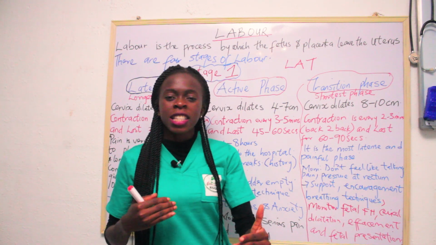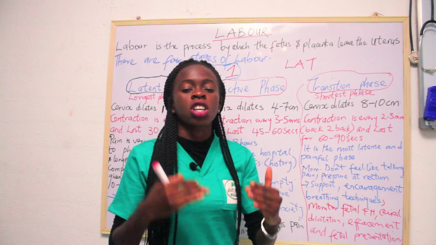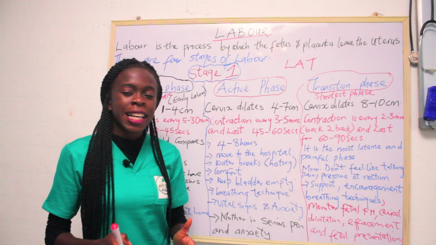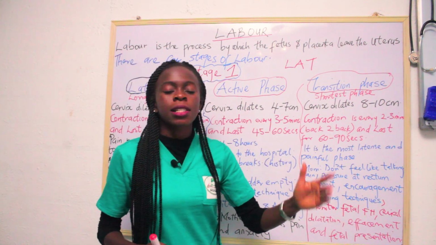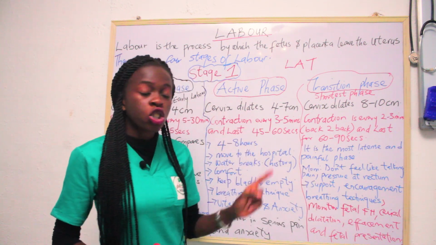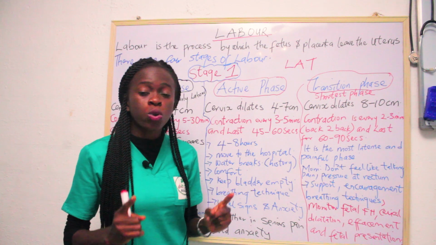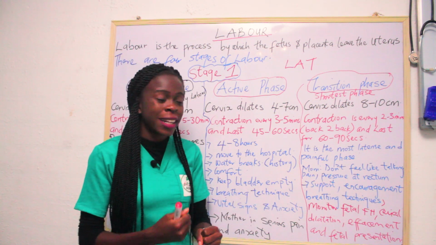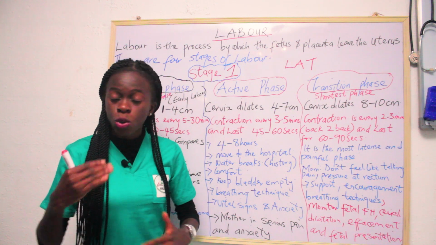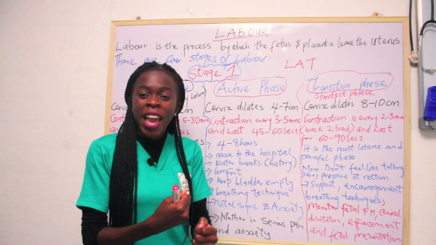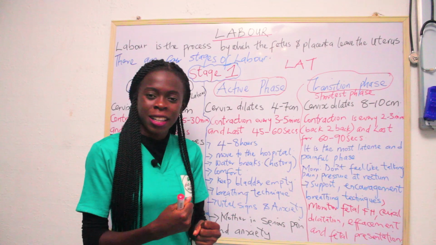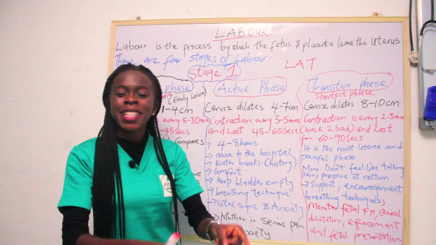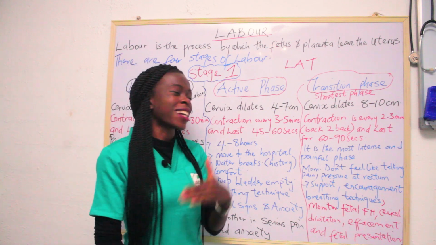It is transiting from stage 1 to stage 2. In the transition phase, the cervix dilates between 8 to 10 centimeters. The contraction is every 2 to 3 minutes. It's like bumper to bumper, back to back. Every 2 to 3 minutes, there's a severe contraction, there's pain. So it can be back to back. Immediately one contraction finishes, the other one starts.